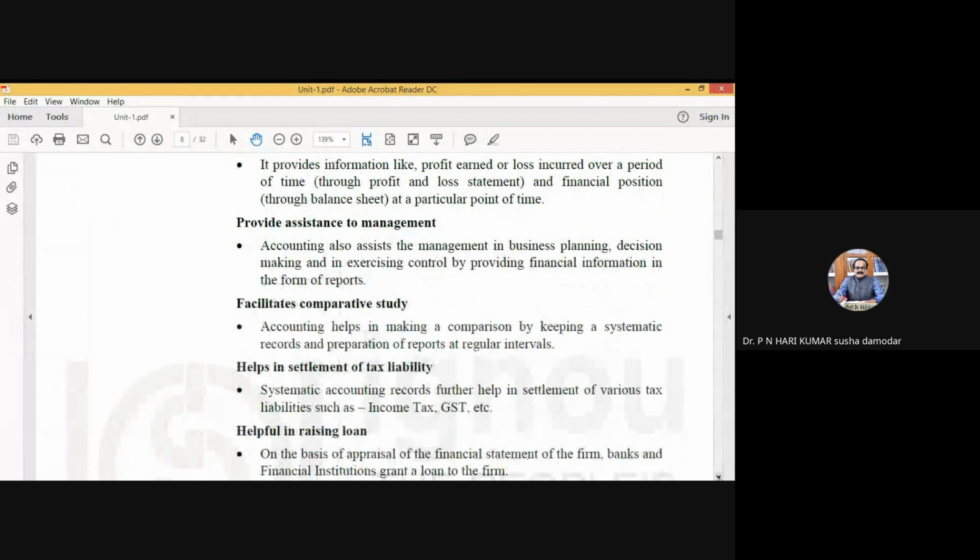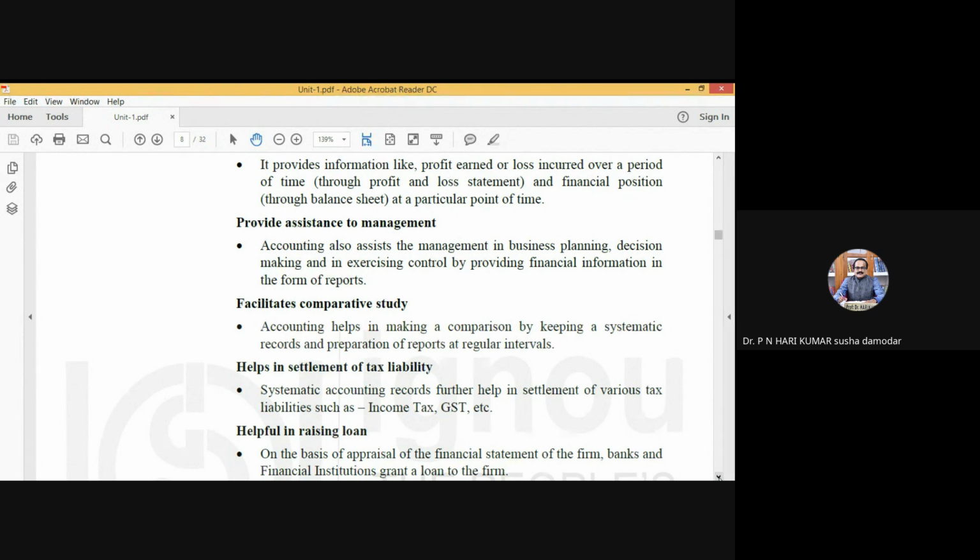Facilitates comparative study, comparison. We can compare the result of an organization with other organizations of similar type. We can compare the result of one period with another period of the same institution. So comparison is possible only when we identify and consider the two aspects of every economic transaction.